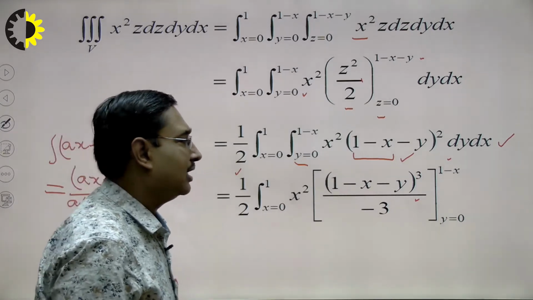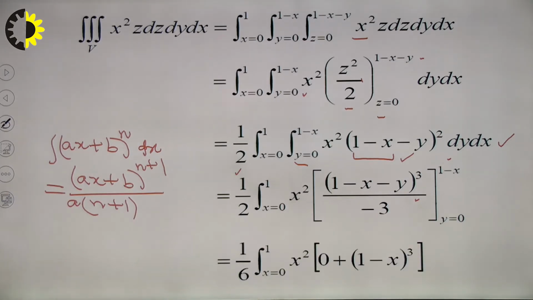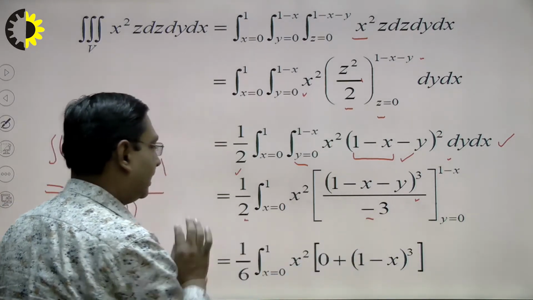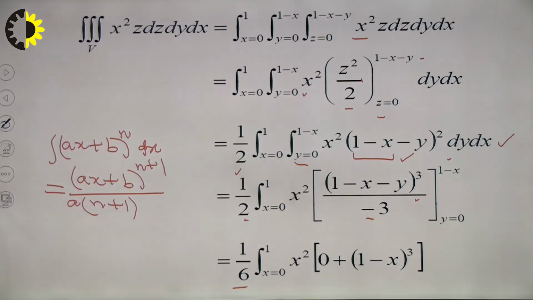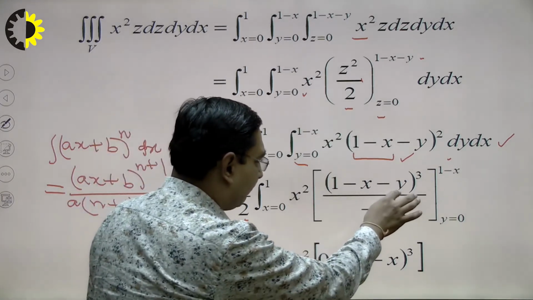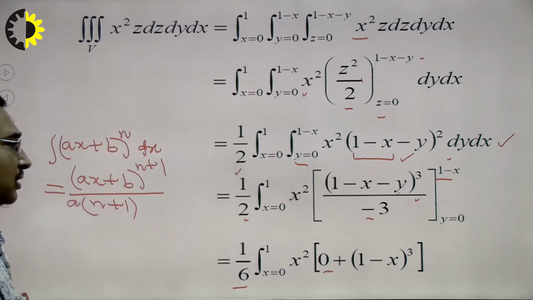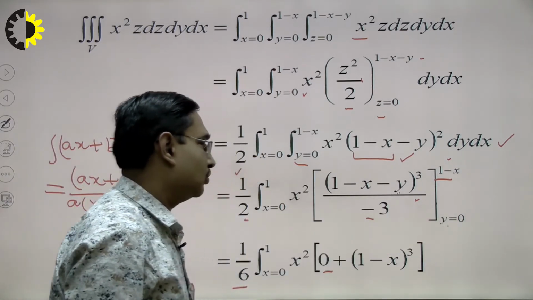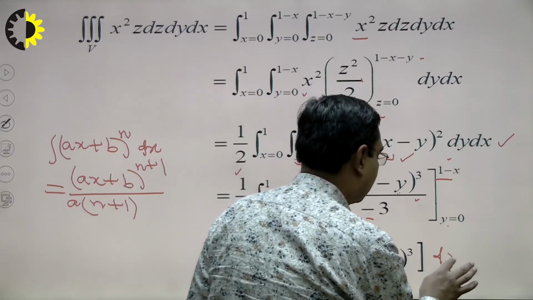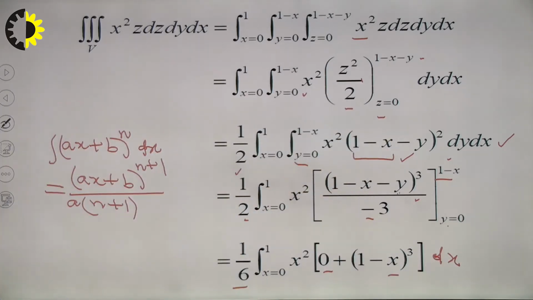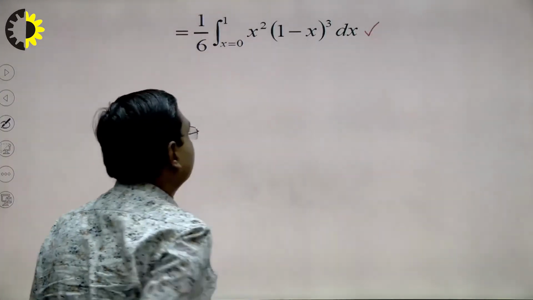Now I shall apply limits for y. When I substitute limits of y, what will happen? This minus 3 and this minus 2, it will become 6. I have written minus inside the double integral. This y, when replaced by 1 minus x, it will be 0. When this y is replaced by 0, it will be 1 minus x cubed, with integration with respect to x. Simplifying, I will obtain this integral.